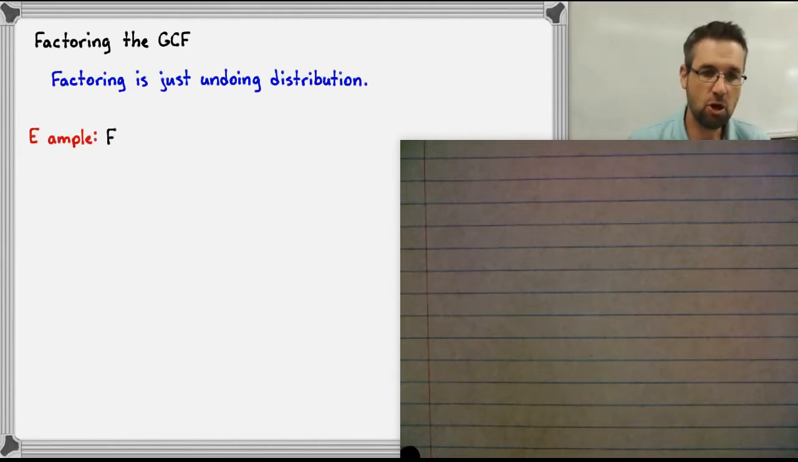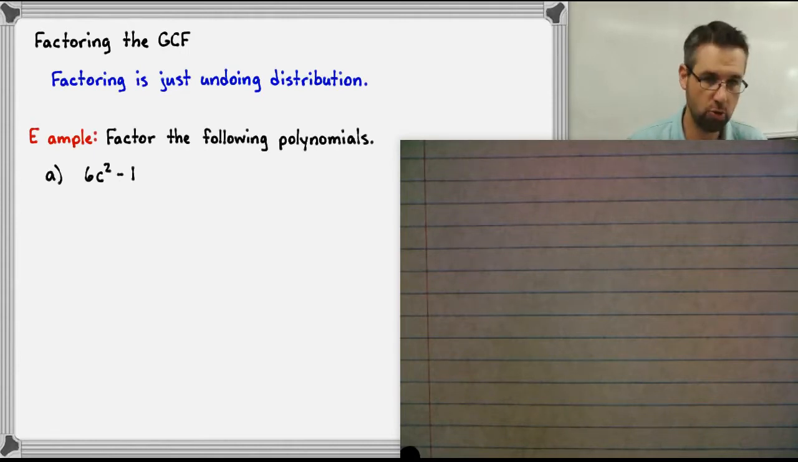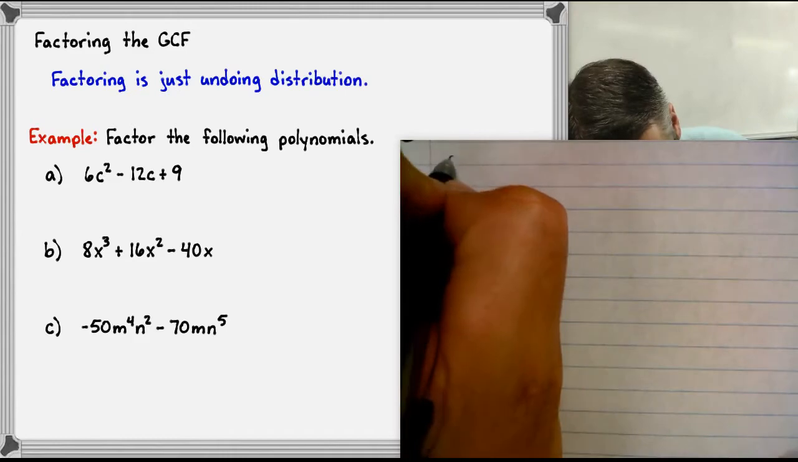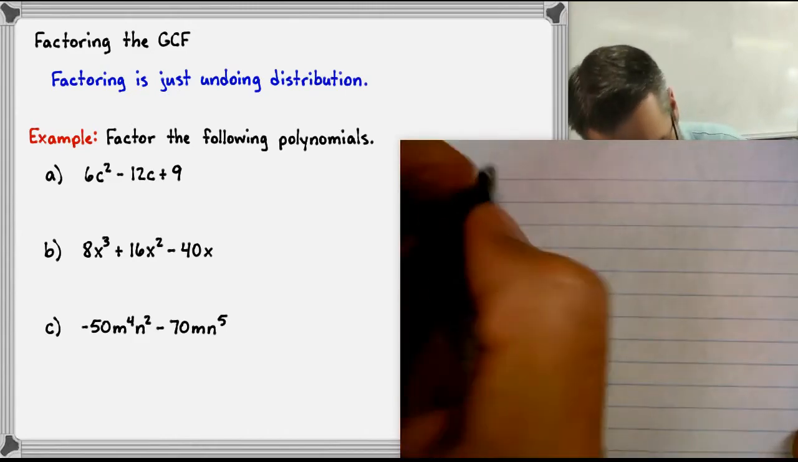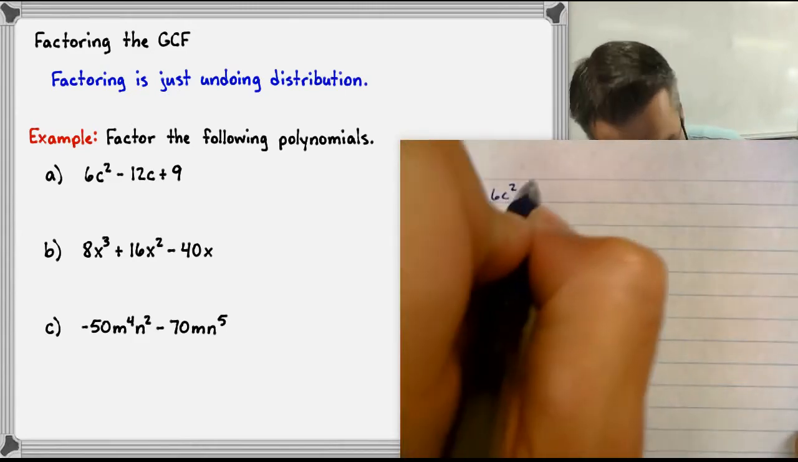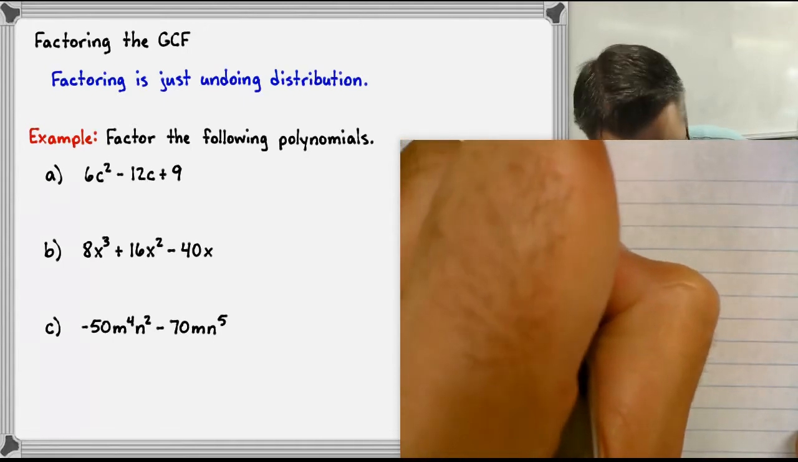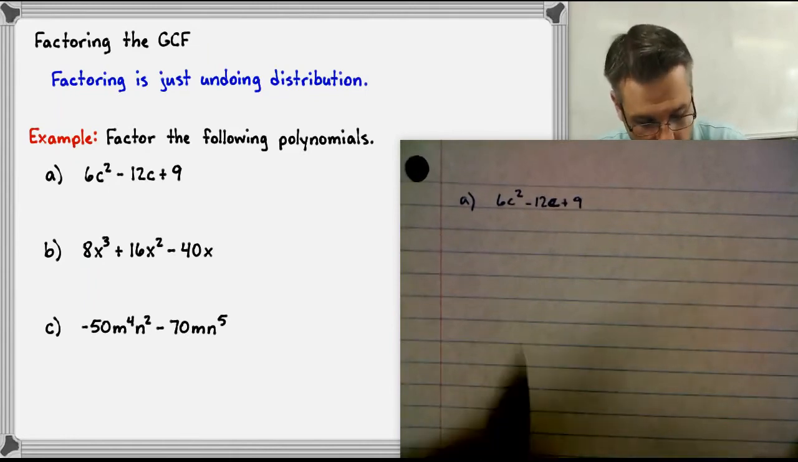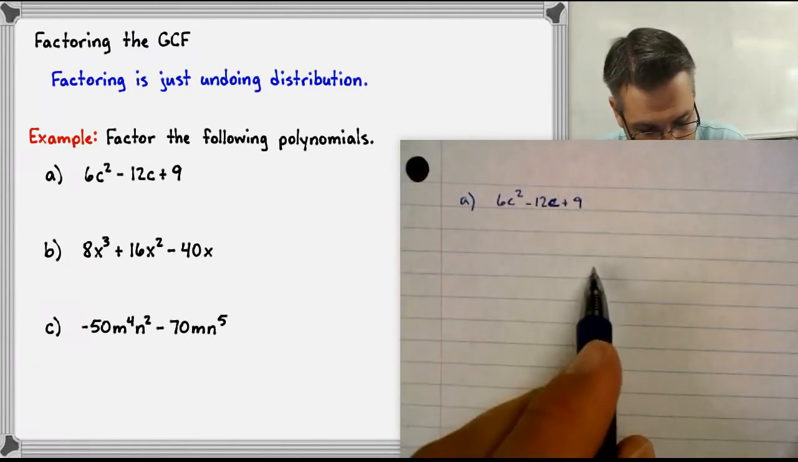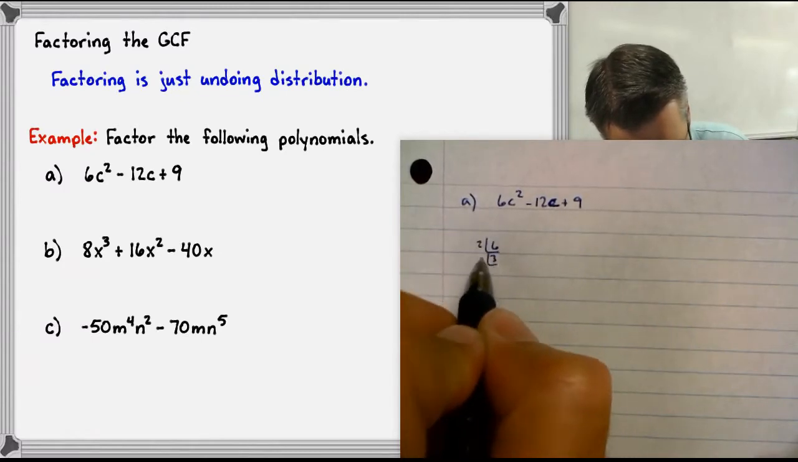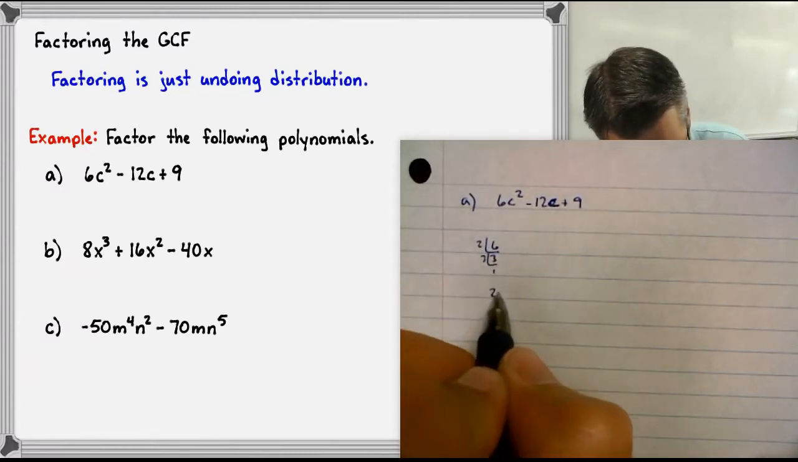Okay. So an example of this, it says factor the following polynomial. Again, this should be on the right hand side. And we'll go ahead and do A together, actually all of these together. So looking at A, we have 6c squared minus 12c, plus 9. So we're looking for the GCF. Well, we would factor each one of these down to their primes. So looking at the 6, the prime factors are 2 times 3.